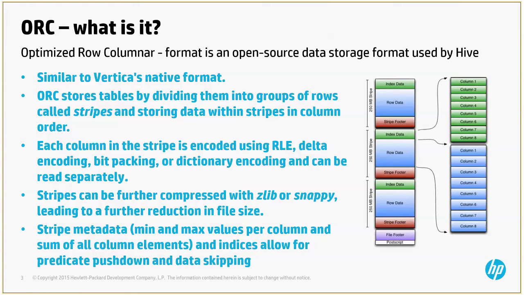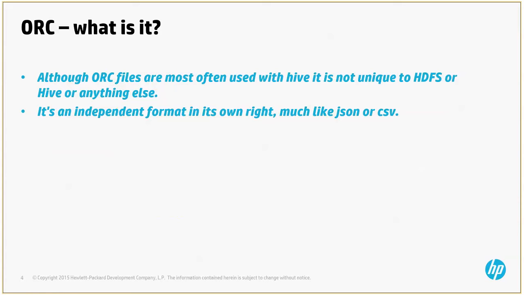And in the Hadoop world, an ORC is something called an optimized row columnar, and it's a different kind of file format, a different structure, very similar to Vertica's native ROS format. ORC stores tables by dividing them into groups of rows called stripes and then storing the data within the stripes in column order. That gets you the benefit of doing things like run length encoding and delta encoding and bit packing because that data is sorted in column order, very similar to the format that Vertica has in its ROS format. Stripes can be further compressed using zlib or snappy, which helps reduce the size of the files as well. And stripe metadata, min-max values per column, are all things that can be leveraged by this new ORC API, which Vertica now, starting with 7.1.2, has built right into its copy command.